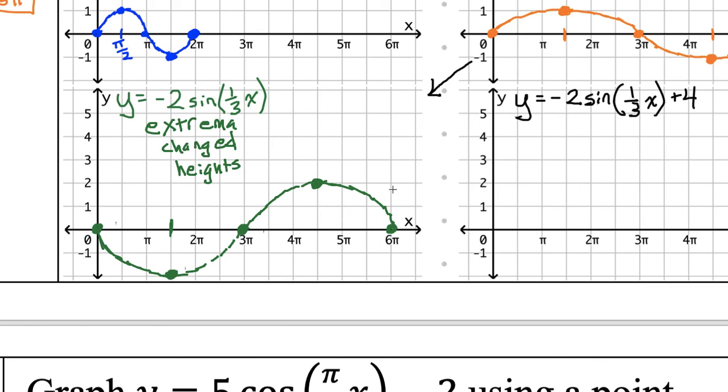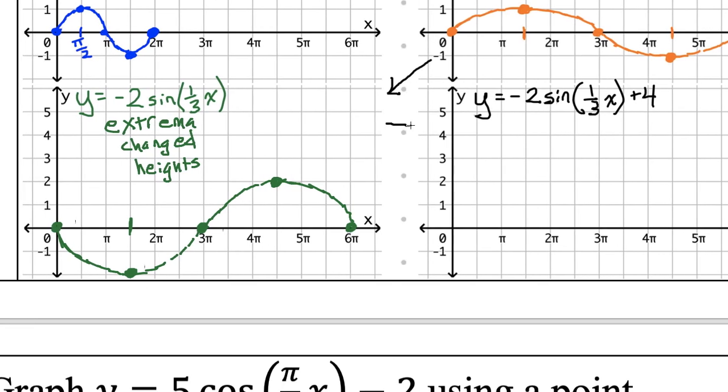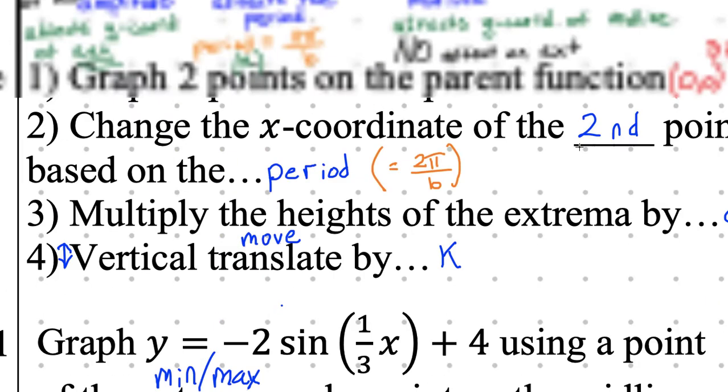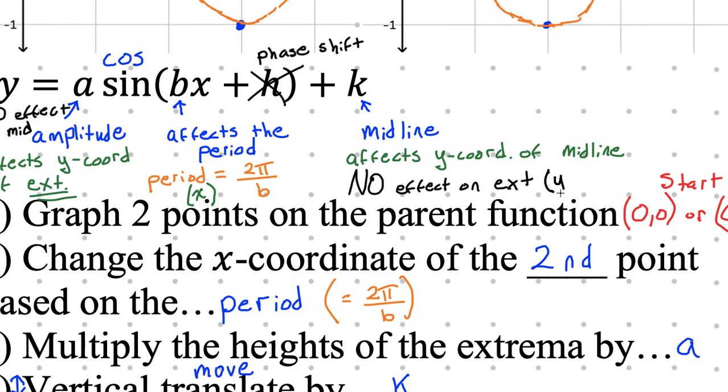All right, so we're almost there. Now we have our final thing that we need to do. Notice that the difference between the function in the bottom left and the function in the bottom right is just the fact that the bottom right one is adding 4. It's shifting everything up by 4. And that's going to affect all of the heights. And I think I said no effect on extrema y values, or the y coordinates.